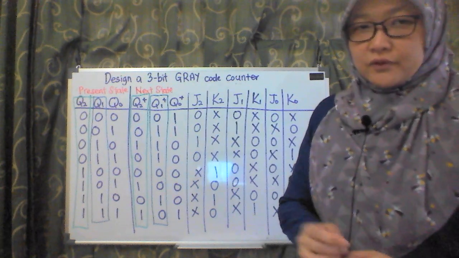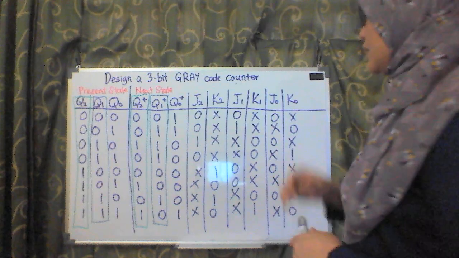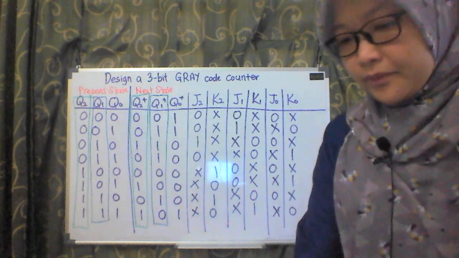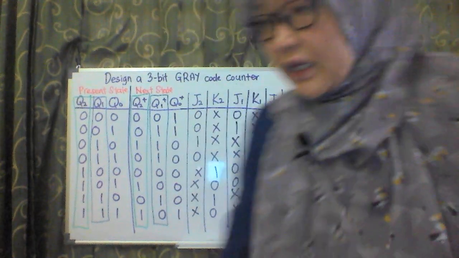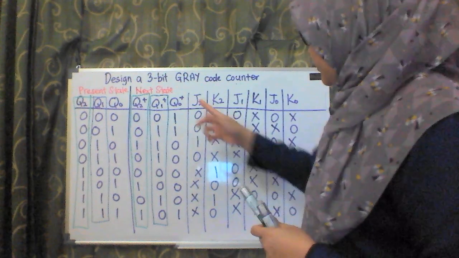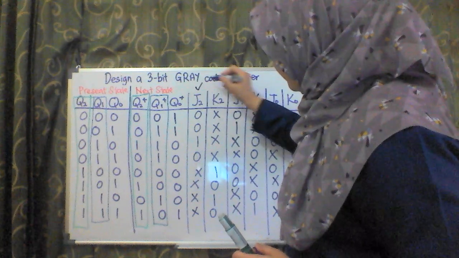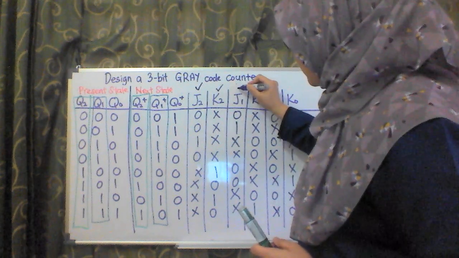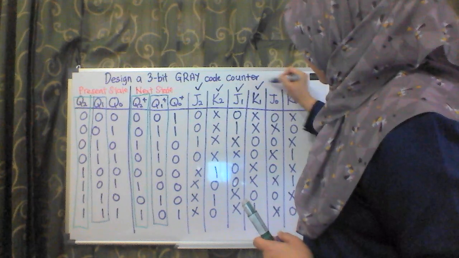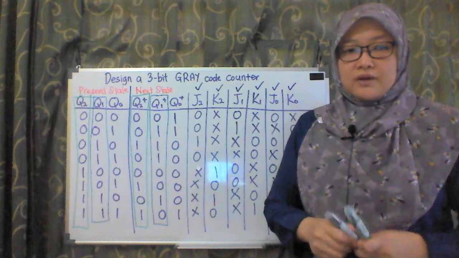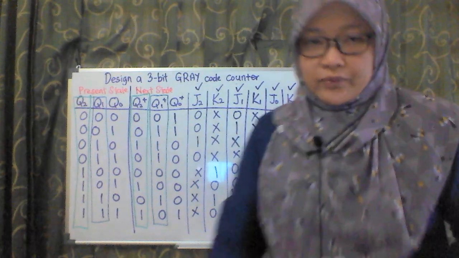Okay, so you already have a full complete state table where you list down all the inputs to your flip-flop. The next step is you need to draw a K-map for each input here. So you need to have a K-map for J2, K2, J1, K1, and J0, K0. In other words, you need to have 6 K-maps.